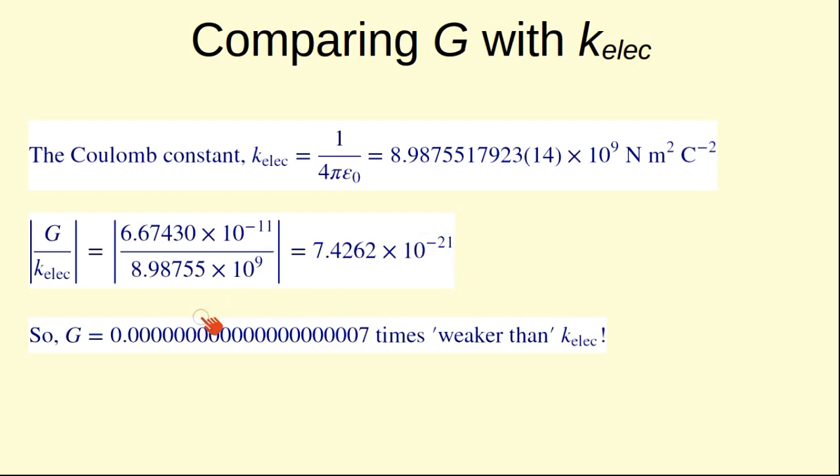So, what does that mean? Well, G is 0.000000000 all the way through here, 7 times weaker than the electrostatic force. You can measure this one easily, G you can't. And apparently a Nobel Prize is waiting for someone who can measure this accurately. I'm not surprised, it's such a small number.